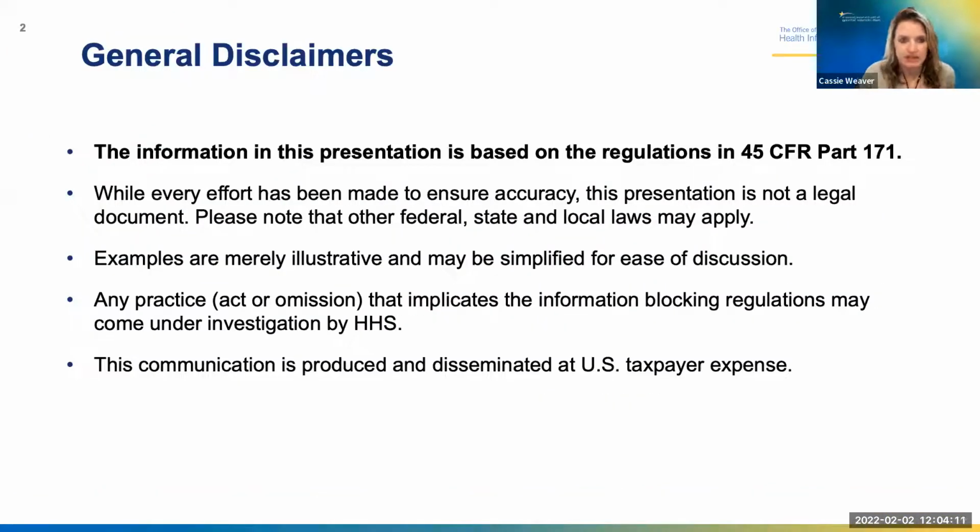So here are our general disclaimers. You can read this slide for yourself, but the main takeaway is we'll try our best today to present accurate information, but sometimes we misspeak. So please remember that the official provisions and requirements can be found in 45 CFR Part 171. Also, because of the amount of information we're trying to convey in a relatively short period of time, some of what I say will be a summary of the regulatory text. I always try to note when I'm summarizing, but when in doubt, definitely refer to the regulatory text, please. Next slide, please.